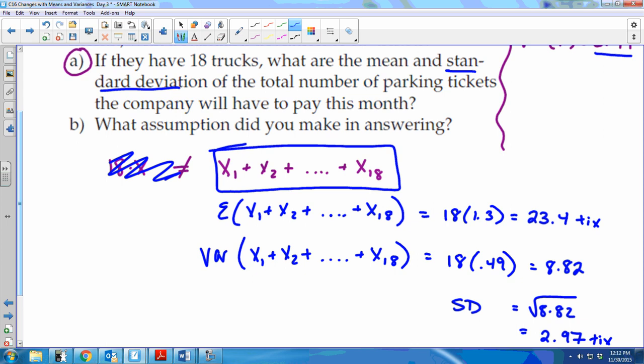So B says, what assumption did you make in answering? In order to be able to use these rules, we have to assume that every truck is independent of each other. If they're not independent, if you think the trucks are related, the parking tickets are related somehow, then you wouldn't be able to use these rules.